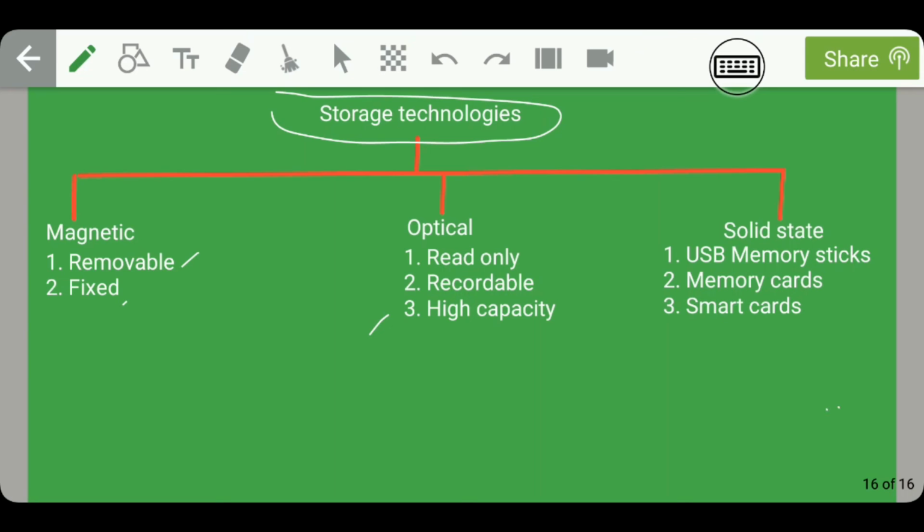Guys, moving on, the solid state storage technologies had three examples. The first one was USB memory sticks, the second one was memory cards, and the third one was smart cards. The main feature of these solid state storage devices was that the data is stored in flash memory. So alright guys, that's it about the storage technologies that are used as part of ICT networking. In the next lecture, we will start with the new chapter.